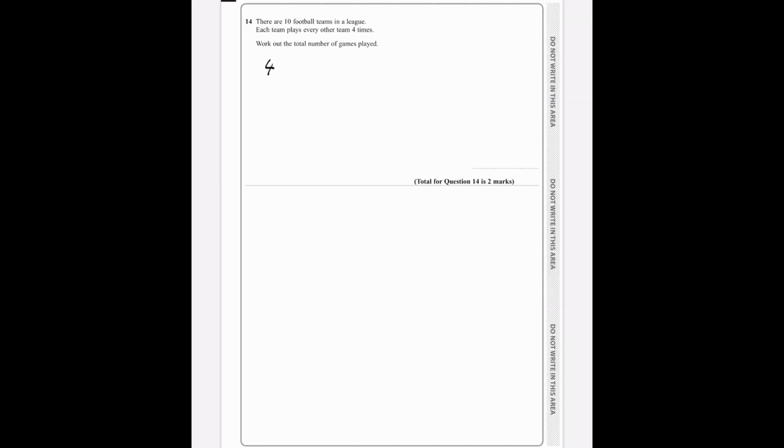10 football teams, so if there are 10 football teams, to work out the total number of games, you'd do one team plays 9, the next team plays 8, the next team plays 7 that are left, otherwise you're double counting, and then I'm timesing all of that by 4 because they each play each other 4 times, comes out as 180.